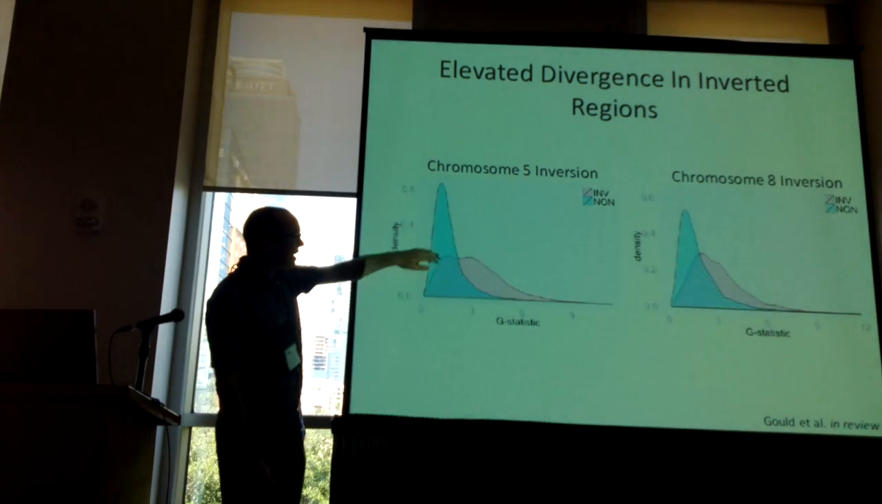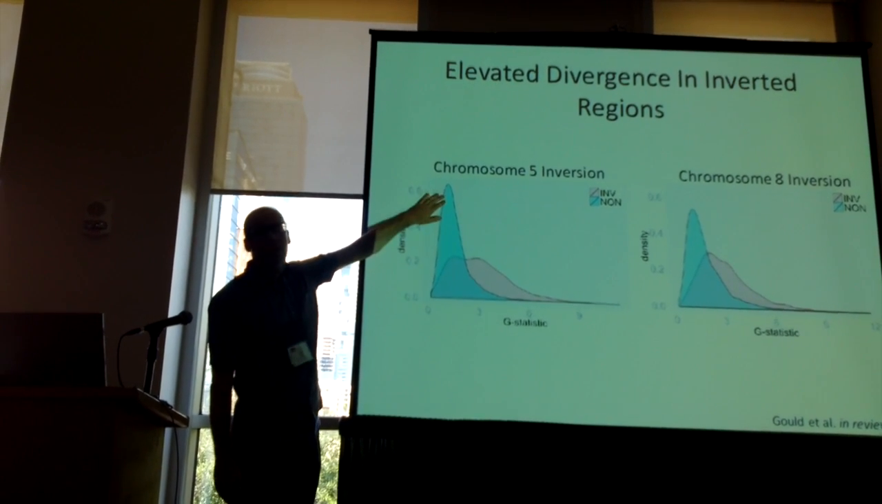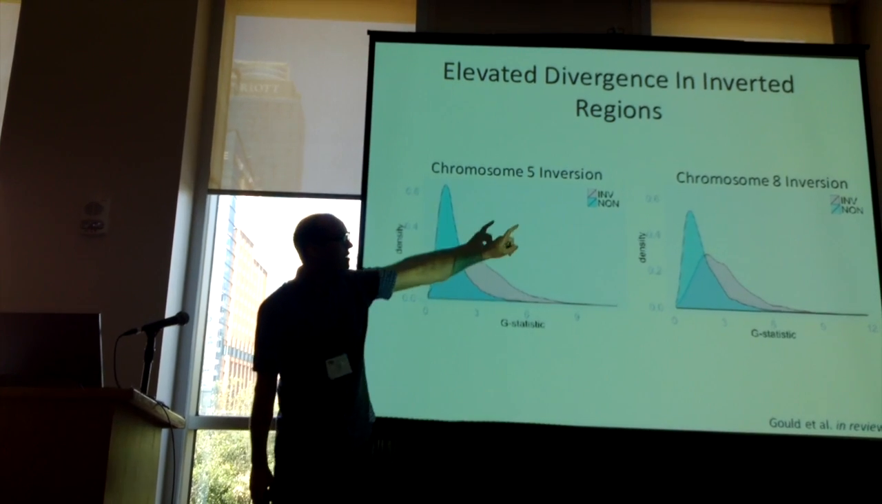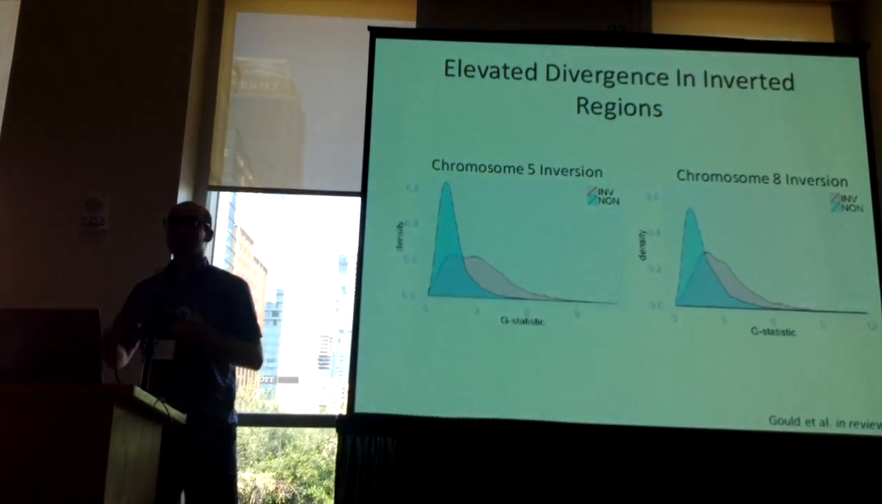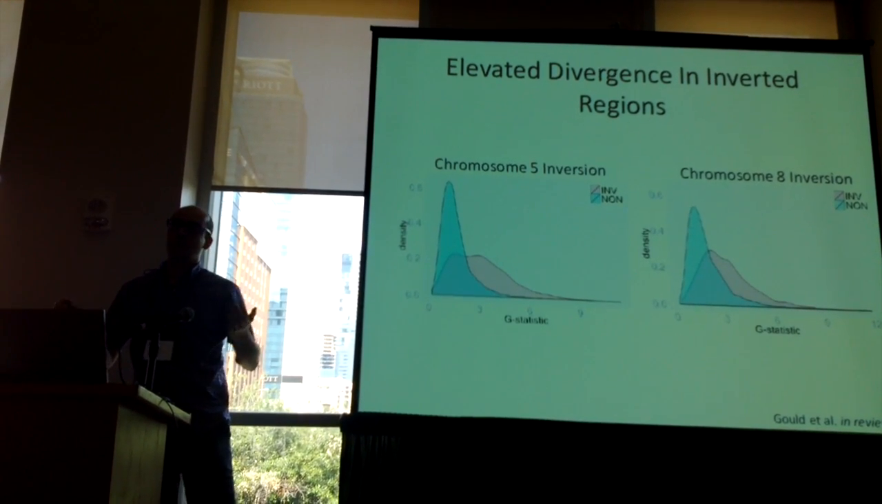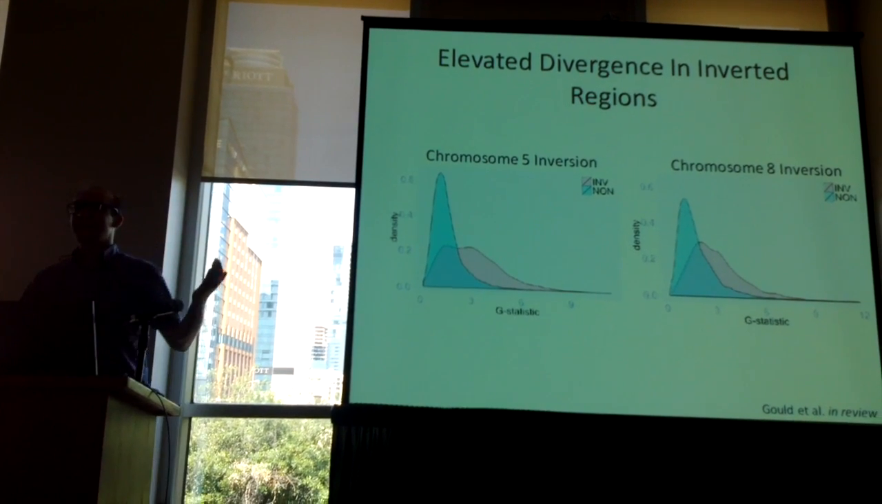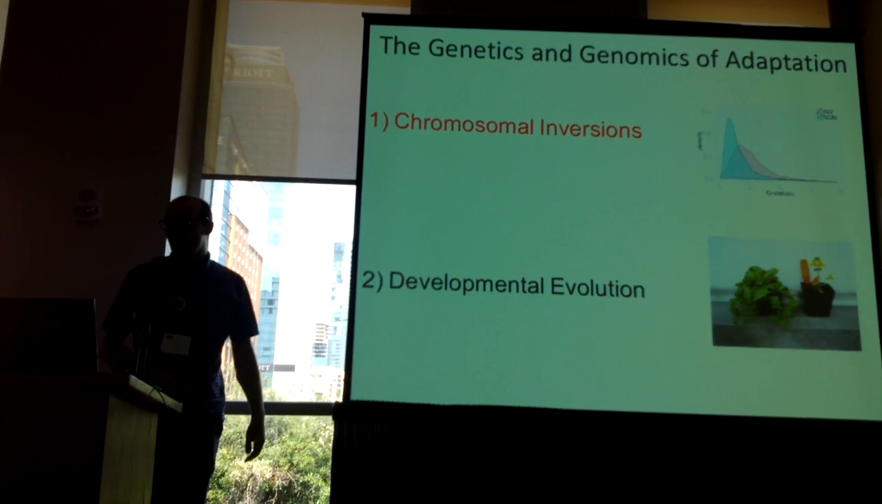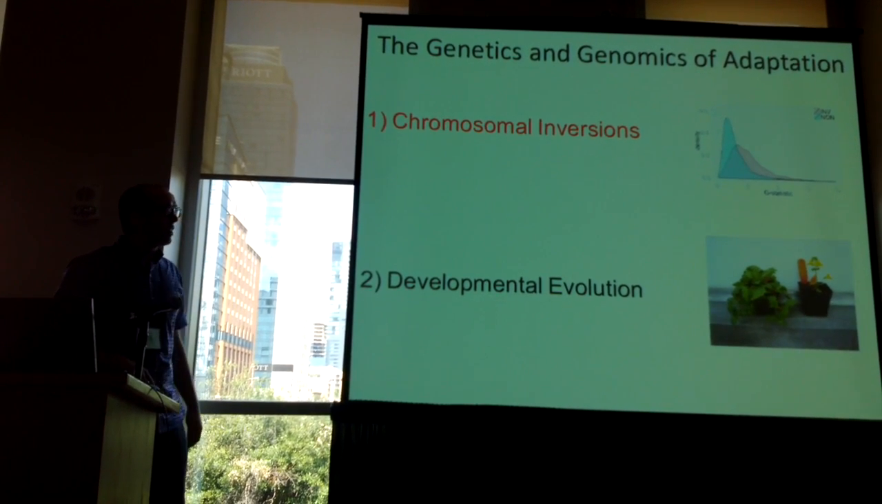And so if you plot this out and look at the G statistic, this is the genome-wide. Here's the statistic for the chromosome 5 inversion and for the chromosome 8 inversion. So to me, this is great because this confirms that the method of just grinding up these two ecotype pools actually is working.